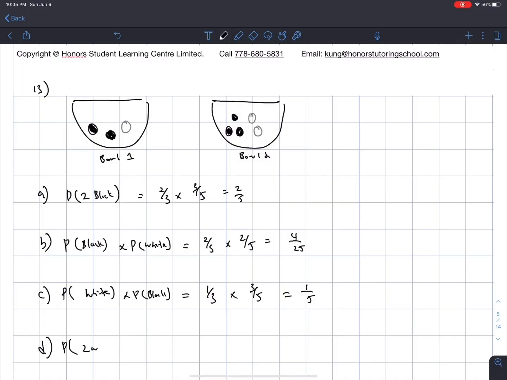Finally, 2 white. So that's just the probability of white times the probability of white. In bowl number 1 it is 1/3, in bowl number 2 it is 2/5, and we multiply them to get 2/15.